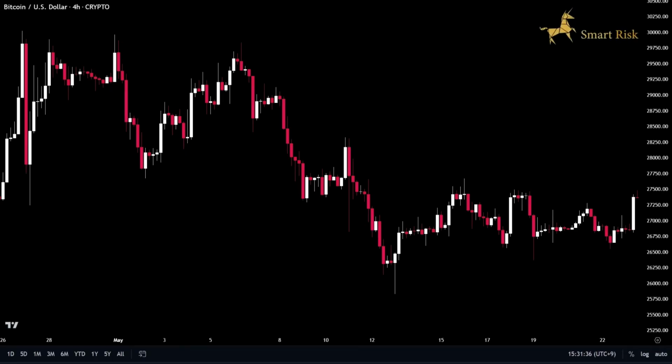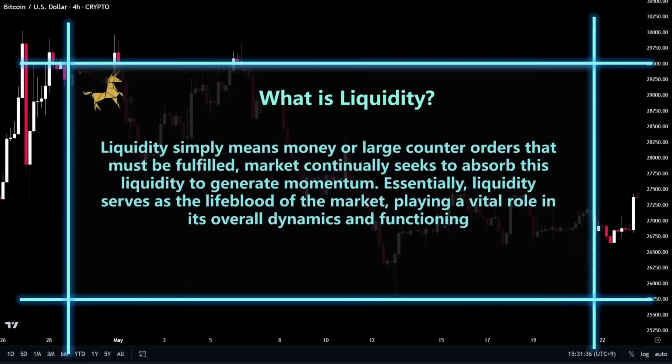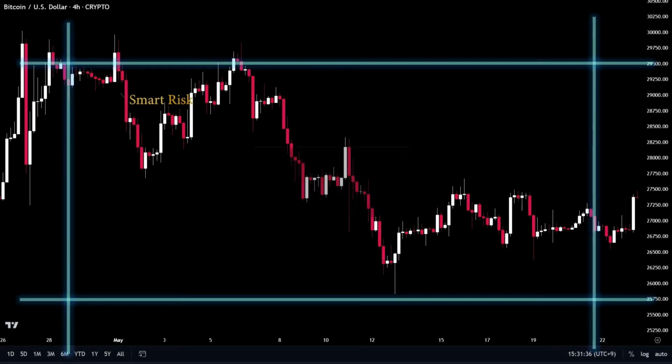So let's get started. So what is the definition of liquidity? Liquidity simply means money or large counter orders that must be fulfilled. The market continually seeks to absorb this liquidity to generate momentum. Essentially, liquidity serves as the lifeblood of the market, playing a vital role in its overall dynamics and functioning.